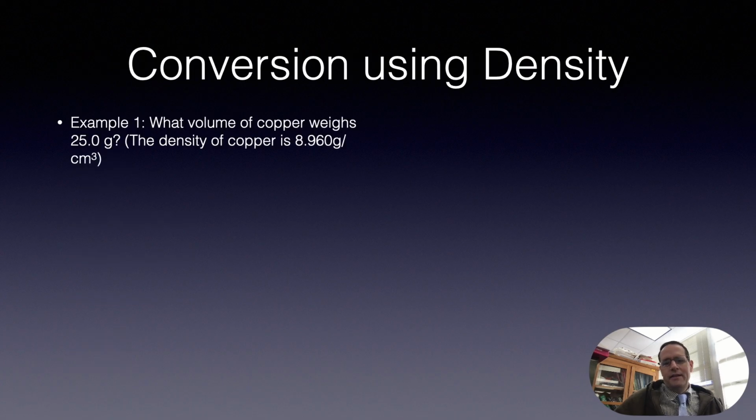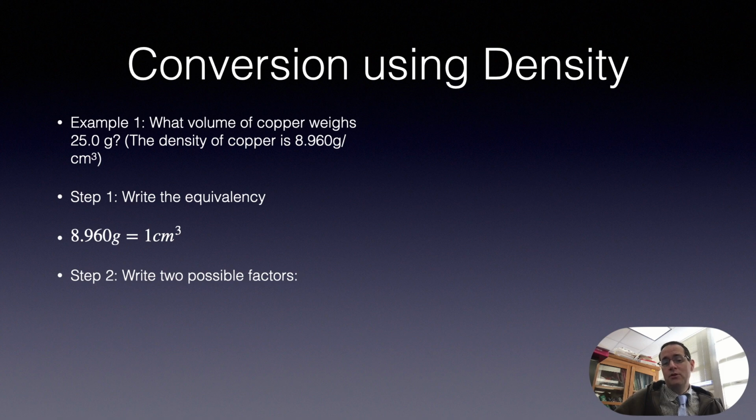Now, let's look at an example. What volume of copper weighs 25 grams? And we have the density of copper. So the first thing to do is to write out the actual equivalency with an equal sign. So 8.690 grams of copper, right, is equivalent to 1 cubic centimeter. Now keep in mind that we can write two possible conversion factors from that, grams on top or grams on the bottom.